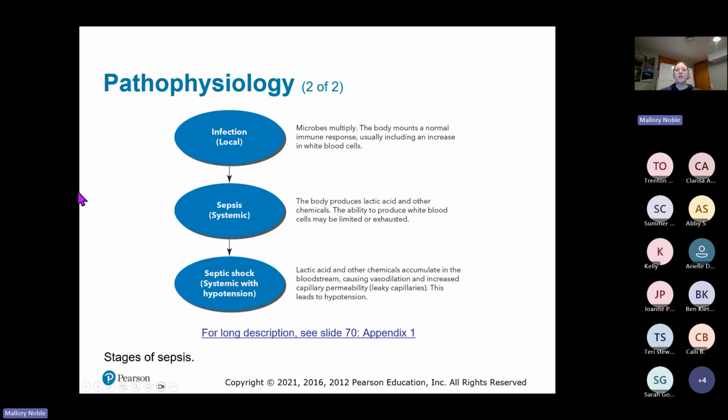Oftentimes that infection is usually from a UTI, a urinary catheter, or a port, or anything that's permanently or temporarily placed into the skin, usually for medical reasons. But again, it's not always that, right? It could be just any infection, but it's a local response to what's happening. Once it becomes a systemic response, so the whole body is having a response to it, that's when it's sepsis. And then septic shock is the systemic response with hypotension.